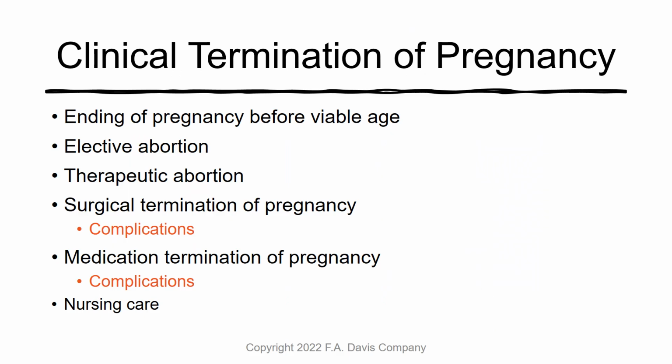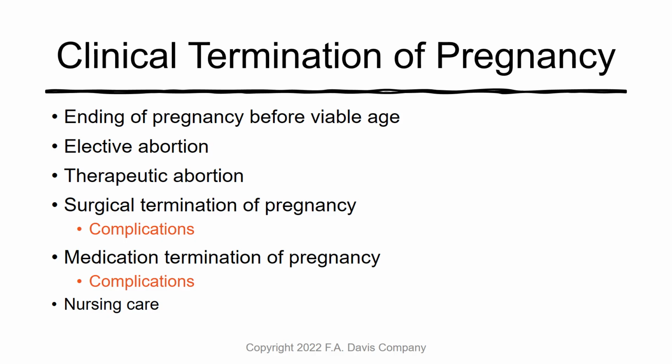Okay, moving on to clinical termination of pregnancy. A clinical termination of pregnancy, or abortion, is a procedure performed to deliberately end a pregnancy before the fetus reaches a viable age. The legal definition varies from state to state, like I mentioned previously, but usually that's somewhere between 20 and 24 weeks of gestation. So let me talk about the different types of abortions that there are.